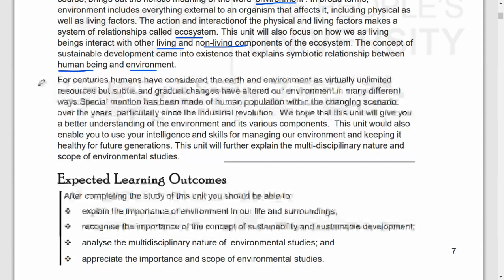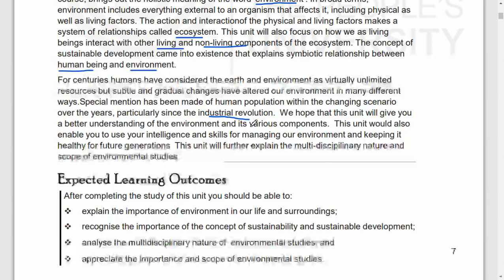For centuries, humans have considered the earth and environment as virtually unlimited resources, but subtle and gradual changes have altered our environment in many different ways. Special mention has been made of human population within the changing scenario over the years, particularly since the Industrial Revolution. We hope that this unit will give you a better understanding of the environment and its various components.